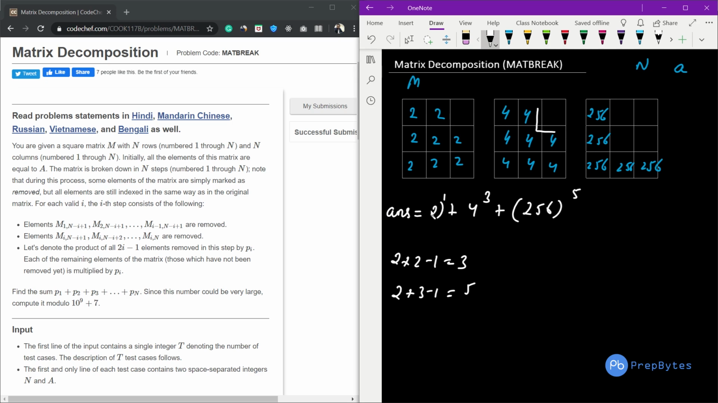So the answer is 2 to the power of 1 plus 4 to the power of 3 plus 256 to the power of 5. Obviously this answer is very big, so we have to mod it with 10 to the power of 9 plus 7. The question is saying just remove the first element, multiply that product with all the other elements, add it into our result, then remove the next 2i minus 1 elements, multiply the product with the rest of the elements, and repeat the same process.